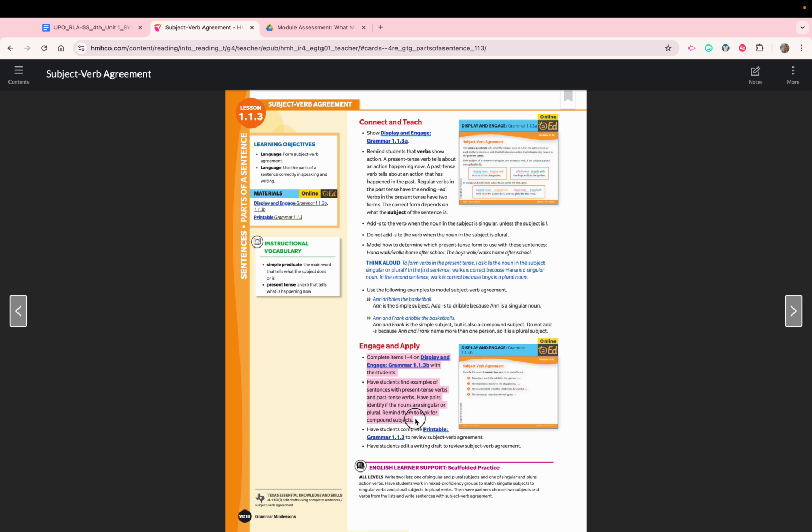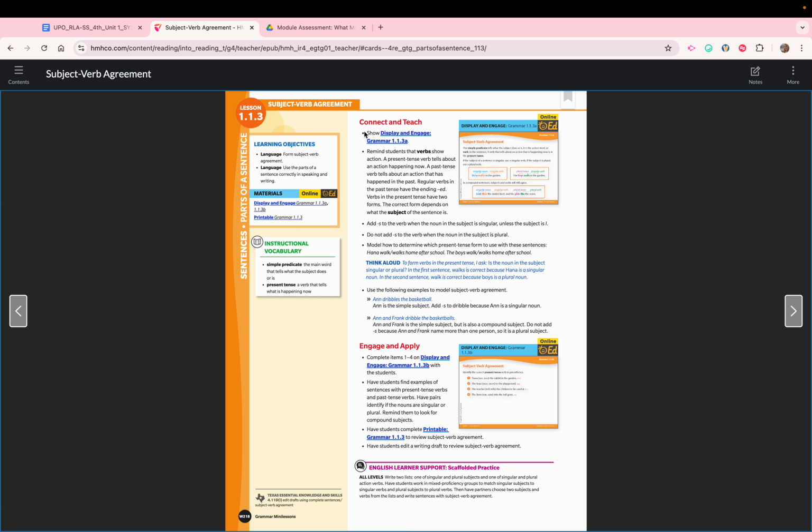Now, we haven't gotten to see this yet, but I notice that there's something listed just below that as what they suggest for application, which is have students complete the printable and have students edit a writing draft. Now, we removed that from our suggested formative assessment because your time is just precious and you do not have enough time to do all of that stuff. And we thought, you know what, this other activity is more engaging for students and will work just perfectly for what we're trying to do.